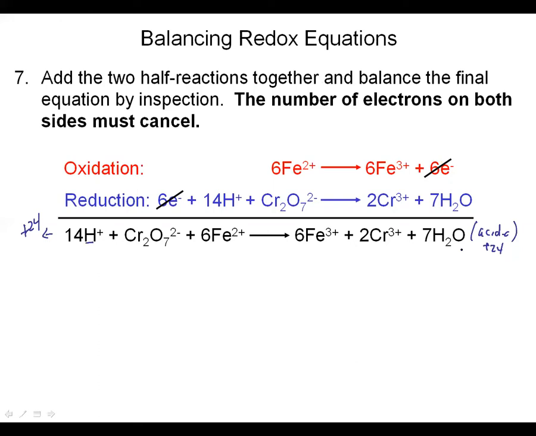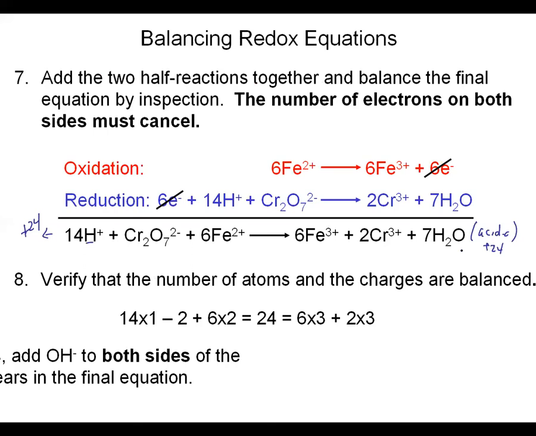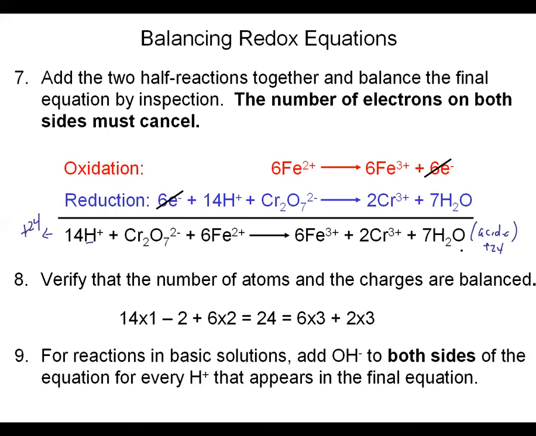Now, if it was basic conditions, you essentially would do the exact same steps. The easiest way probably is, even if you're balancing in basic conditions, to just follow the same steps for acidic conditions. The difference with basic conditions is that when it's all done, what we're going to add is OH minus to both sides. And we're going to add OH minus equal to the amount of H plus that you have.